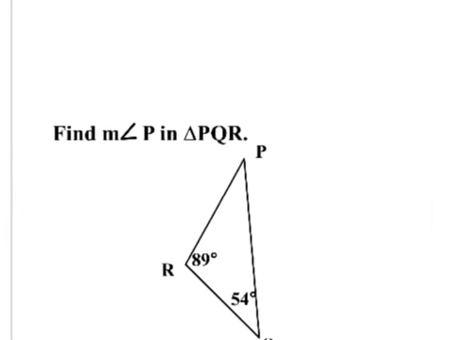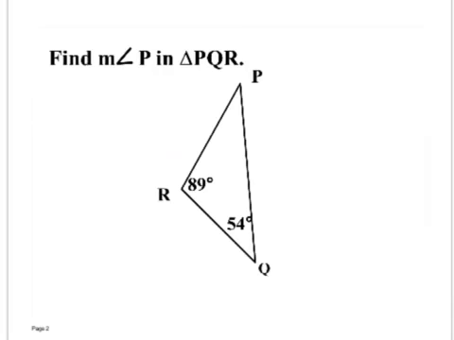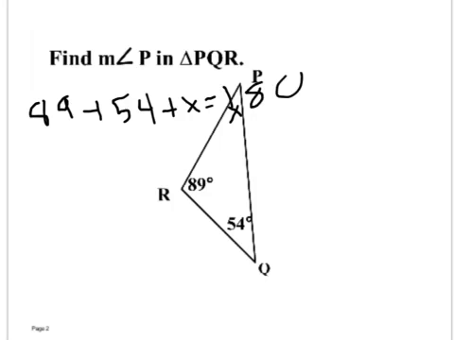You need to draw this triangle quickly and find the measure of angle P in triangle PQR. R is 89 degrees, Q is 54 degrees. I need to find angle P, so I'm going to call it X. So 89 plus 54 plus X should equal what? Someone raise your hand. Yes, Blaine. 180. Thank you.